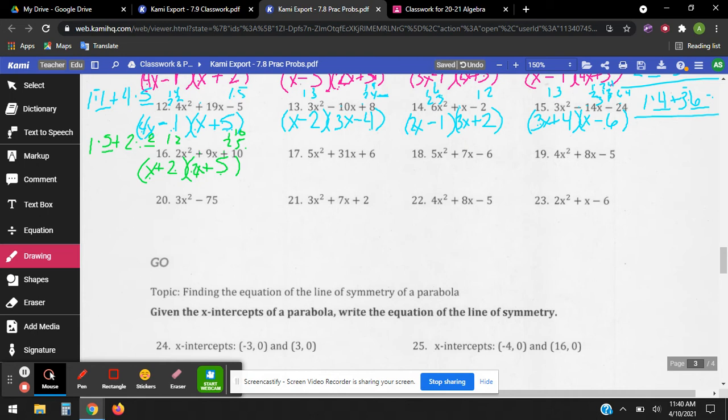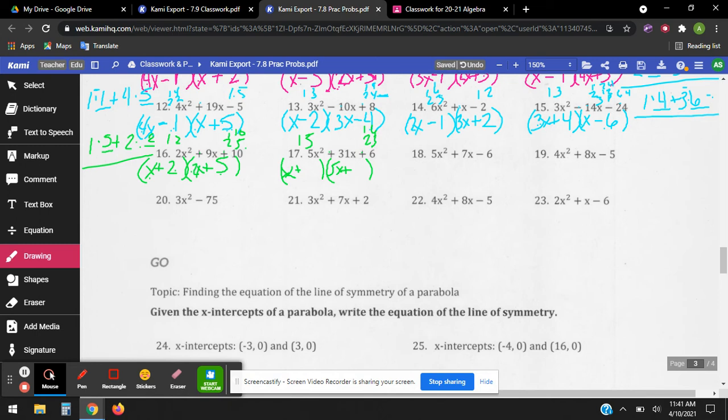Okay, next, 1 and 5, 1 and 6, 2 and 3. Okay, so I can do x, and I can do 5x. C is positive, B is positive, so they're both positive. I can add this time. Great. I need to get 31. Well, 5 times 6 is 30, so I'm going to go ahead and just do that over here.